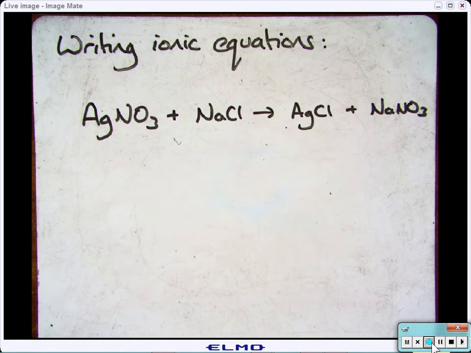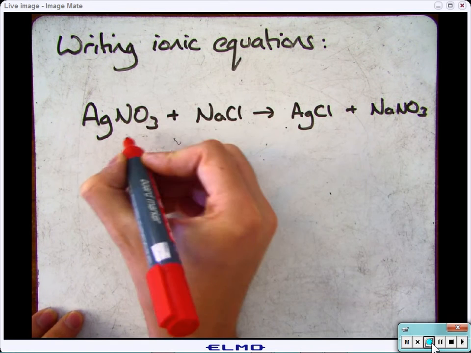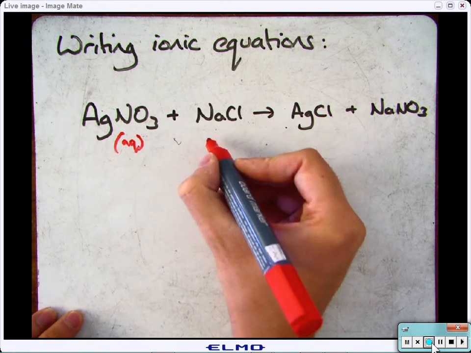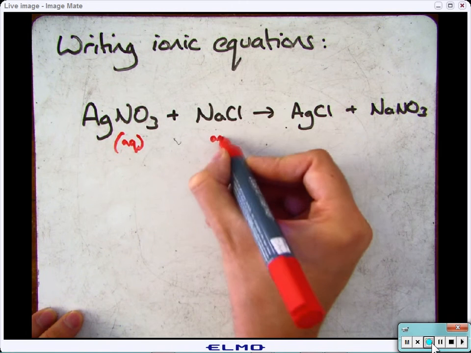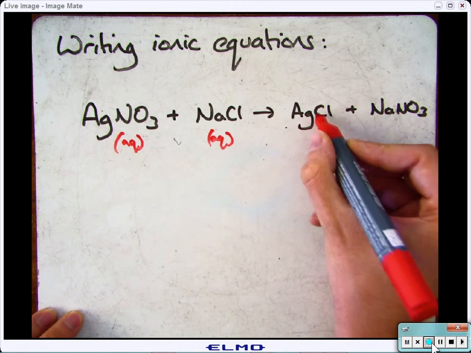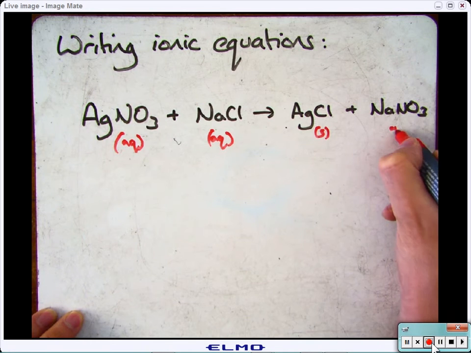The final part of this video is going to show you what an ionic equation is and how to write it. The first thing you need to know when writing these is whether something is soluble or insoluble. So silver nitrate, all nitrates are soluble, so we can say that is soluble. Salt, soluble. Silver chloride is not, so that one is a solid. And then sodium nitrate, again, all nitrates are aqueous.